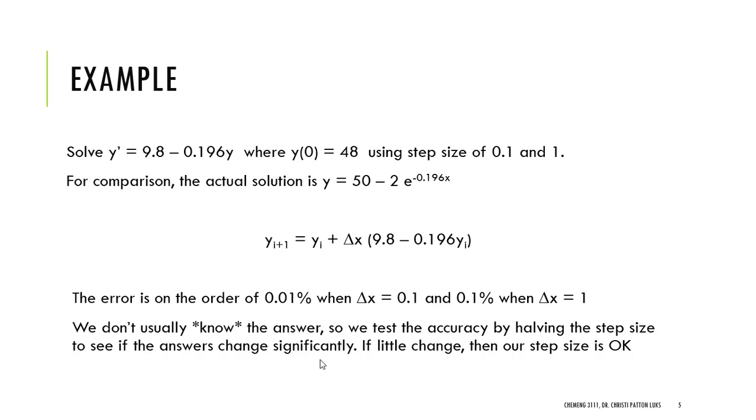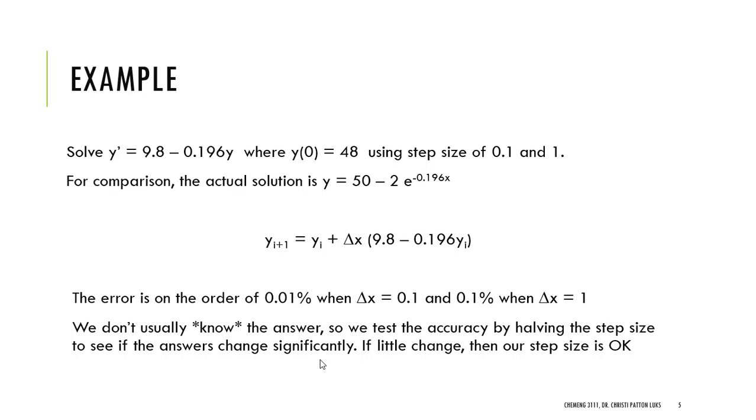If we use our formula, we see that y of i plus 1 is yi plus delta x times 9.8 minus 0.196 yi. We're going to look at our accuracy here, but generally the error is going to be on the order of our delta x step size. In this particular case, because this is a nice function, as long as I stay fairly close to my initial value, it's going to actually be much smaller than that. But we're going to take a look at this.